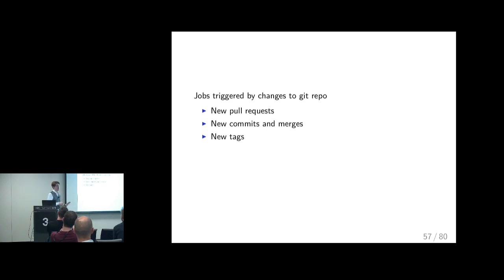Jobs are triggered by changes to the repository. Okay? So whenever there's a new pull request, whenever there's a new commit, whenever there's a new merge, and whenever there's a new tag in Git, these jobs will trigger. I mentioned we also used AppVeyor and Circle, and that's in order to also cover the Mac and Windows, both for multiple versions of the Python runtime, but also multiple versions of the operating system sometimes.